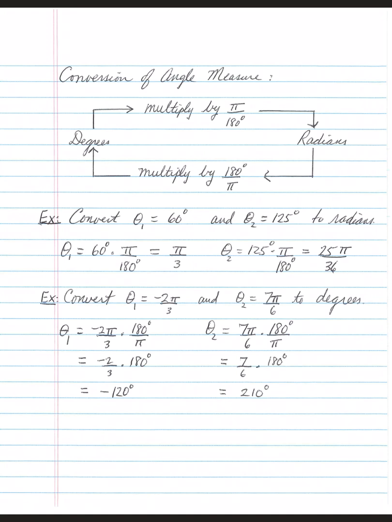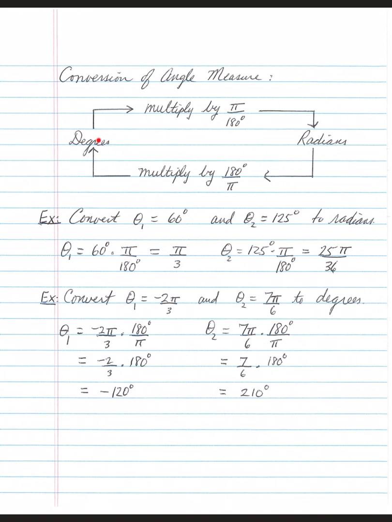Converting back and forth, degrees are arguably easier to visualize than radians. If your angle is in degrees, following the flow chart, you can multiply by pi over 180, and that will convert degrees into radians. If you're in radians and you need to go to degrees, then you'll just multiply by 180 over pi. Follow the flow chart. Okay, so let's convert 60 degrees, and then we'll convert 125 degrees to radians.